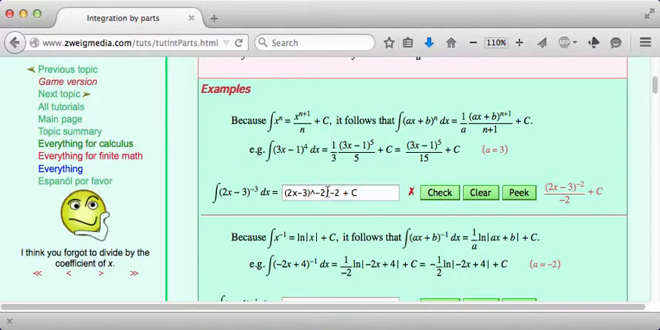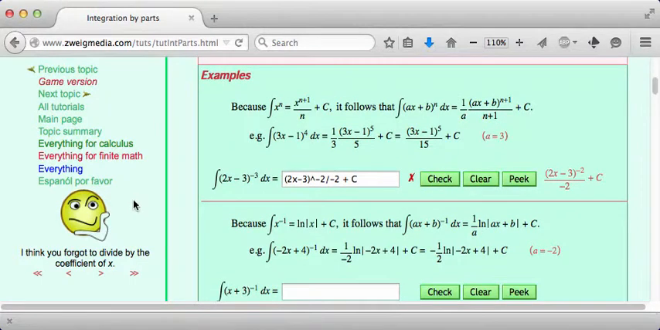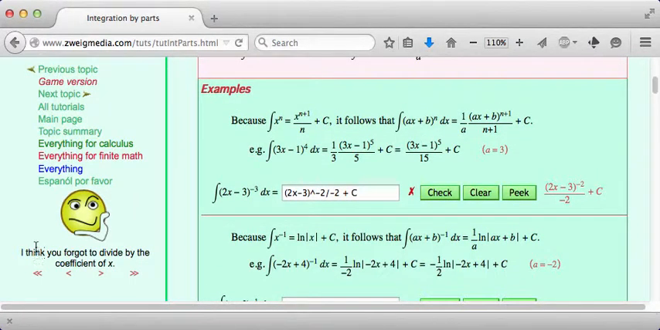Let's check to see if that's right. I guess it isn't, because our thinking person here is telling us that I think you forgot to divide by the coefficient of x. What coefficient of x? Oh yes, this is the shortcut method. Here is the formula. If you integrate a power of ax plus b, you divide by the n plus first power, and you also divide by what's in front of the x, the coefficient of x, which in this case is 2. So I have to divide this answer by 2.